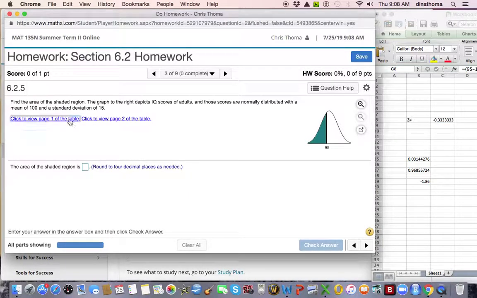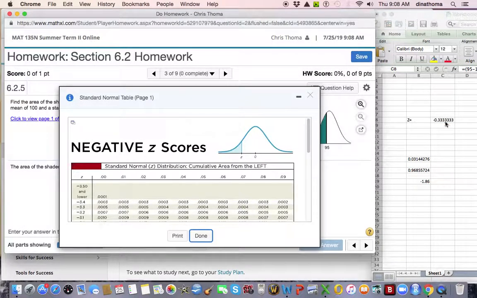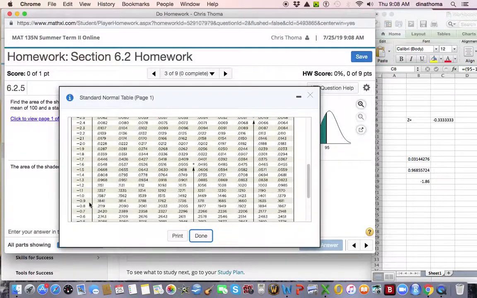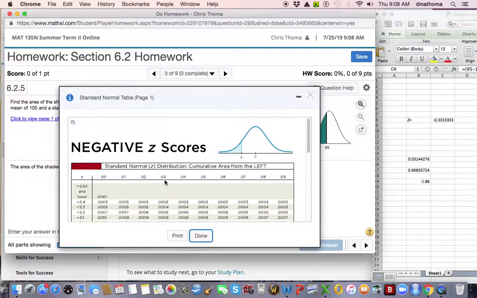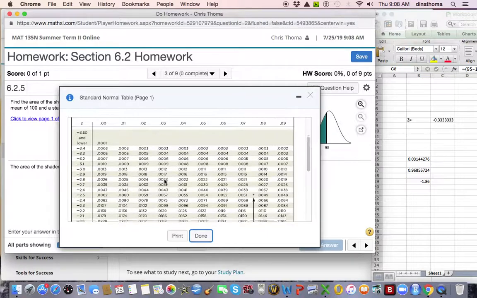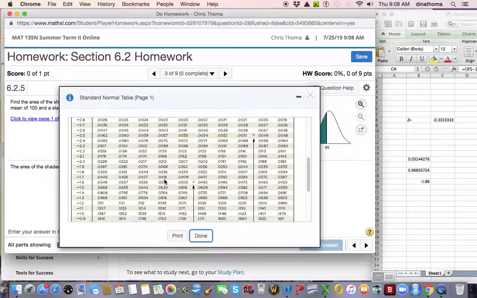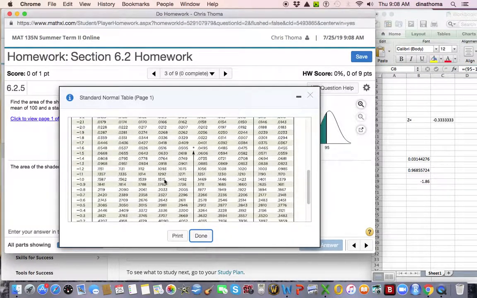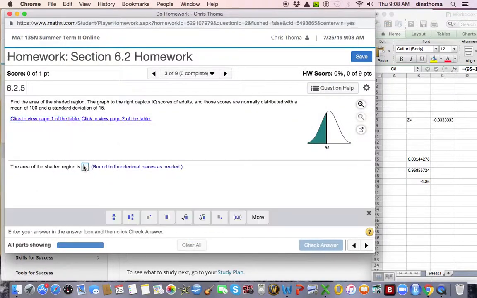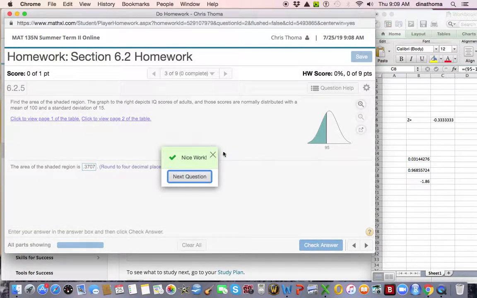So if I click on my table, because table 1 is my negatives, and I find negative 0.33. So I know I'm going to start here with 3 so I can keep my thing lined up. So I'm 3 in the hundredths. I come down here, and there is my 3. So negative 0.33 is 0.3707. So there's how you use the table.